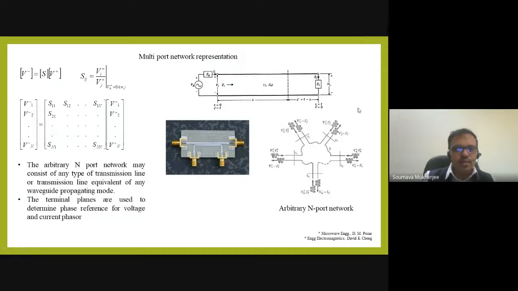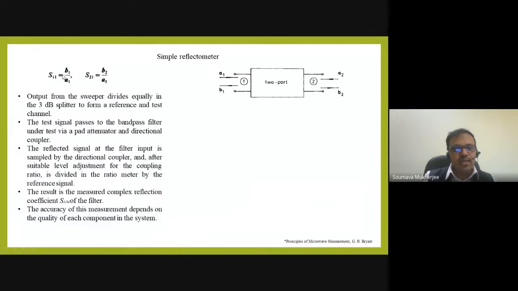This is coming from this definition. Of course, there is a condition that the port is matched. When I am measuring S11 equal to B1 by A1, we are assuming that there is a matched load connected at port 2. That's why B2 is 0. Similarly, for B2 by A1, B1 is 0, because here we are ensuring the matched load condition. So that's how we can measure the S matrix, and how we can get this A1, B1, A2, B2 is what I'm going to discuss now. That is the simple reflectometer concept.